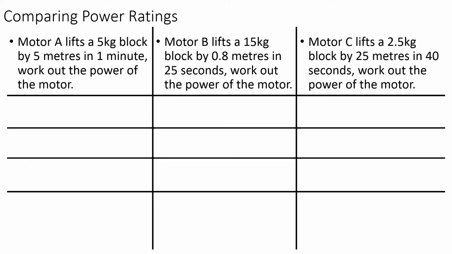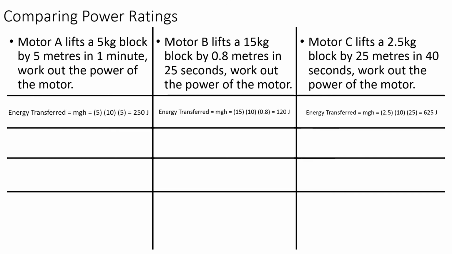So different things about all of these. For example, motor B is lifting the heaviest weight, motor C is lifting it the highest, motor B is lifting it the lowest, or motor B is lifting it the fastest in 25 seconds, or motor A is lifting it in 1 minute, which is obviously the longest of the three. So there's quite a few different parameters here, and we've got to explore how that's going to affect the overall power.